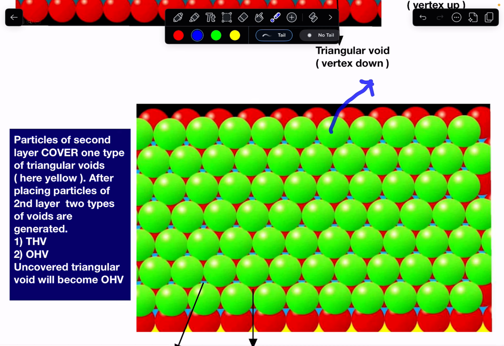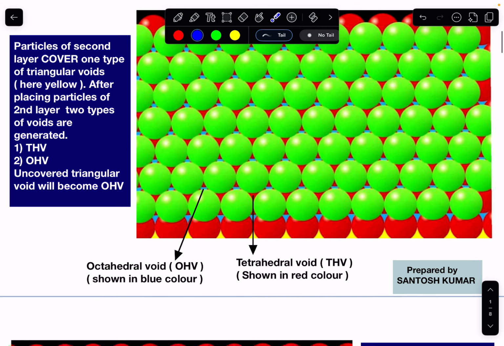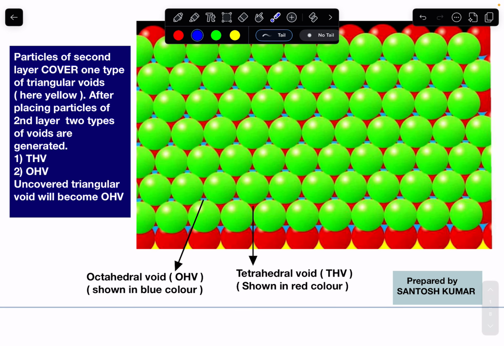After placing the particles of second layer, the second layer particles are covering one type of triangular voids in first layer. Whatever the uncovered void you had in first layer, that is becoming an octahedral void, and a new void is generated. That new void is a tetrahedral void, and these are the tetrahedral and octahedral voids produced after placing the particles of a second layer. Now what about the particles of third layer?